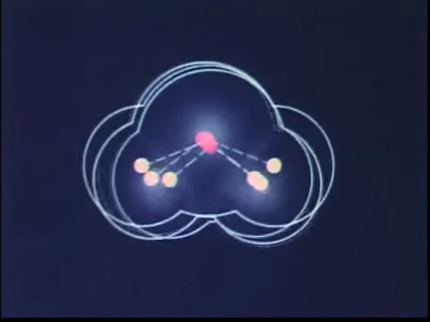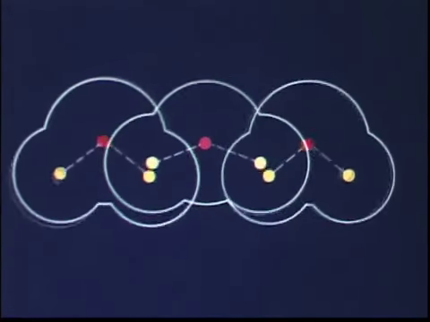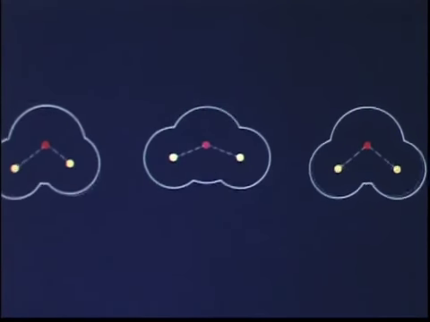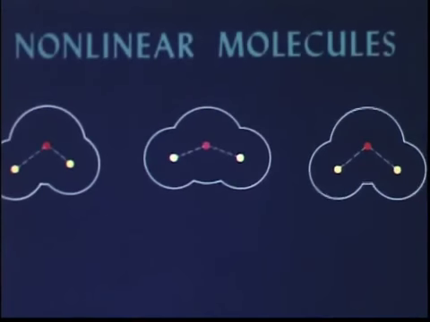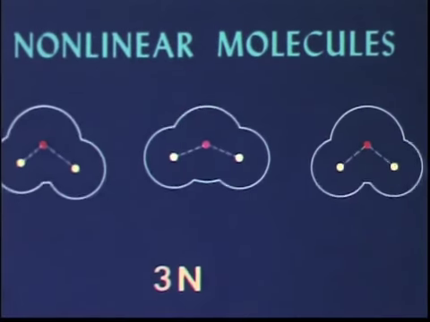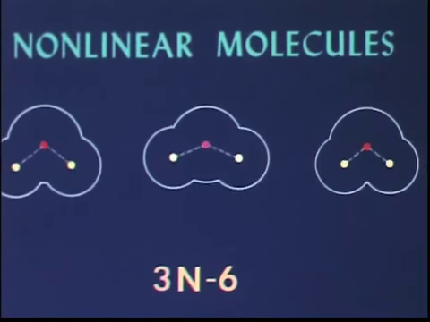It is possible to find a set of 3n-6 coordinates such that the complex vibrational motions may be resolved into 3n-6 simple harmonic motions called normal modes of vibration. Therefore, in all nonlinear molecules, there are 3n-6 normal modes of vibration.